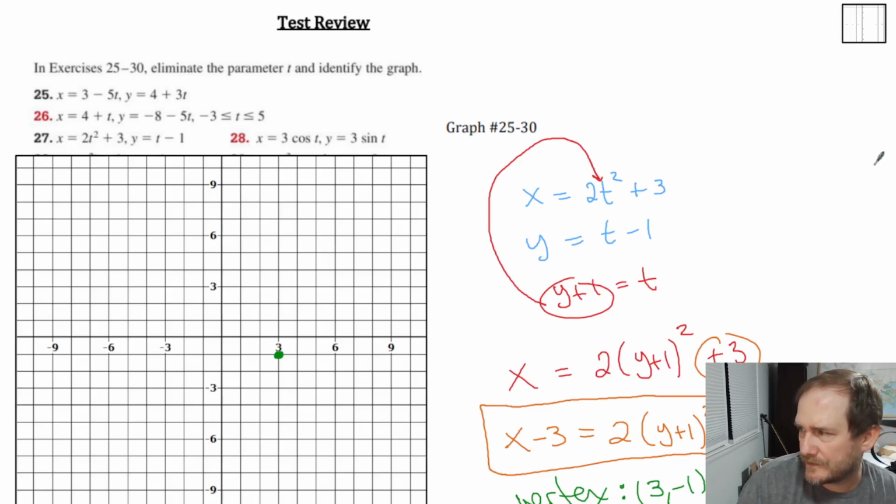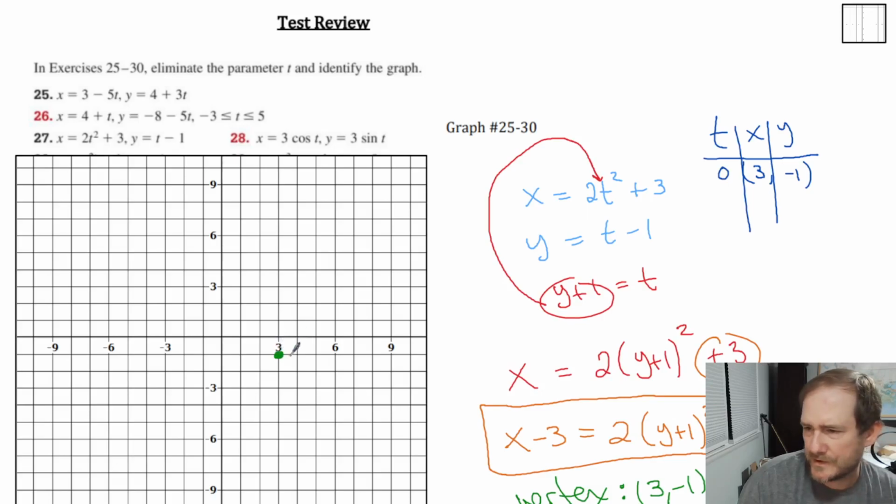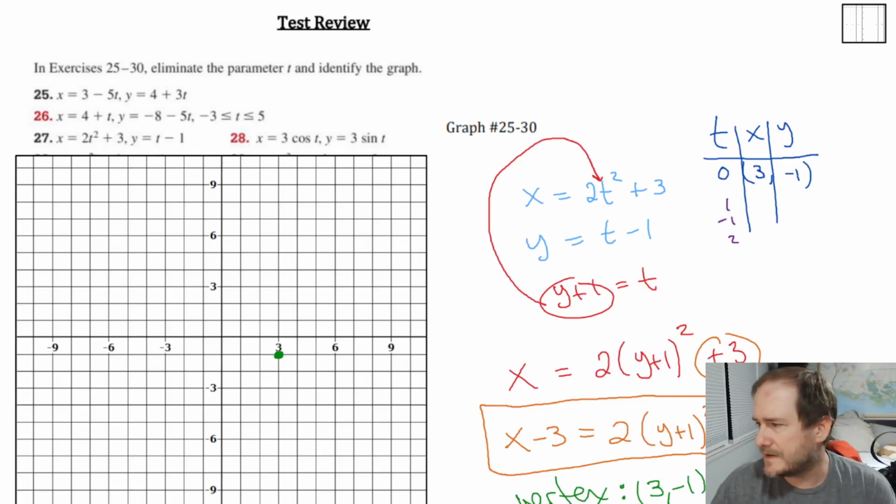You could evaluate the original parametrics if you wanted to. It should be sort of obvious that if we let t be 0, I would get (3, negative 1), which is my vertex. Although your vertex doesn't always have to be associated with the t value of 0, this time it is. So maybe it's easy from here to just let t be 1, negative 1, 2, 3, whatever. But since we've got a rectangular form, I might just deal with that one. So we've got x, y. Nah, you can't see any of this.